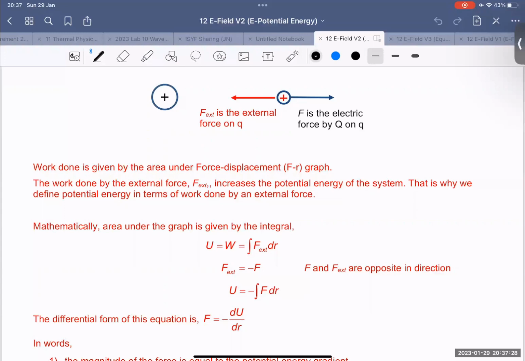The differential form of this equation is F equals minus dU/dr. In words, we say that the magnitude of the force is equal to the potential energy gradient. The direction of the force is opposite to the direction of increasing potential energy.